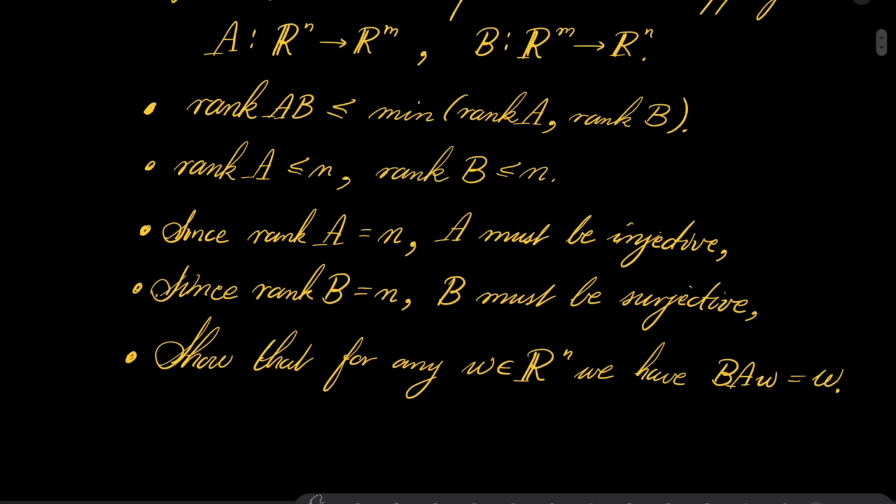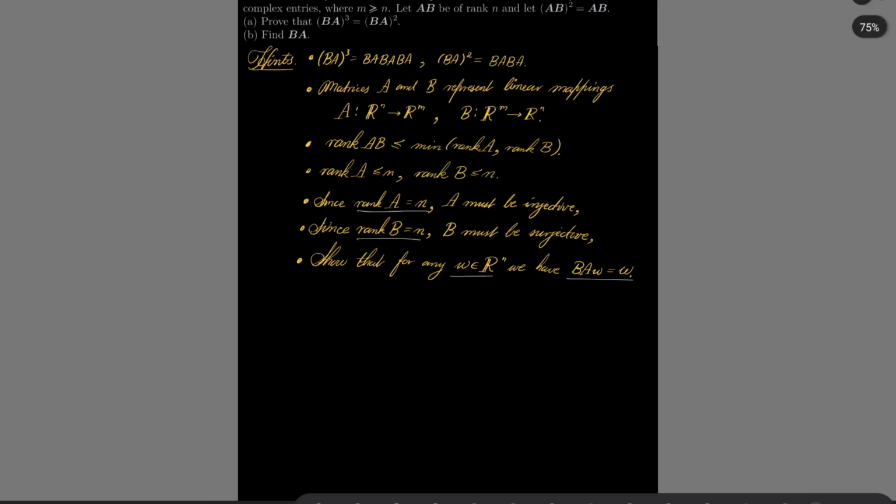You should be able to show that the rank of A is n, and the rank of B is also n. Notice that A must be injective, and B must be surjective. Just look at the dimensions which appear. And also show that for any vector w, we have BAw equals w, which of course means, spoilers, that BA equals the identity matrix. So give this problem a try, and I will see you in just a minute.